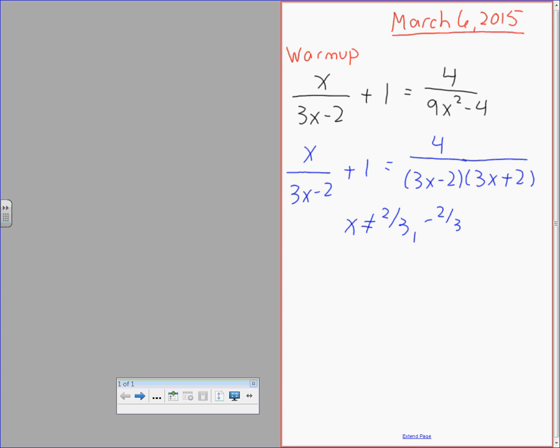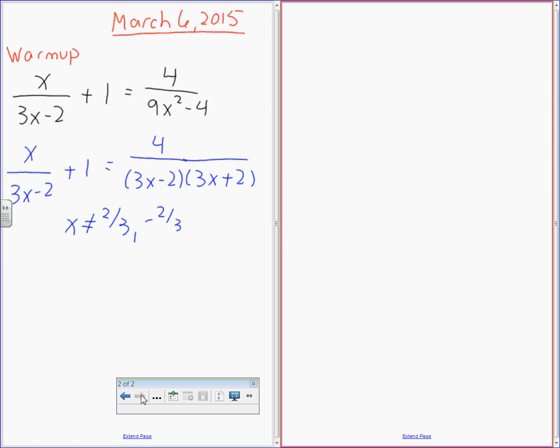Do the 3x minus 2 and put it on everything. Great. So it's going to be x(3x - 2) all over (3x - 2), plus 1 times (3x - 2), equals 4(3x - 2).